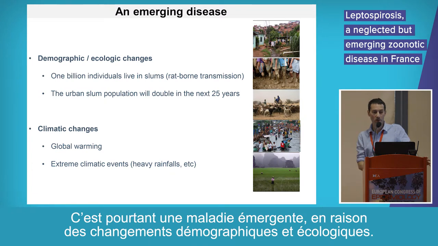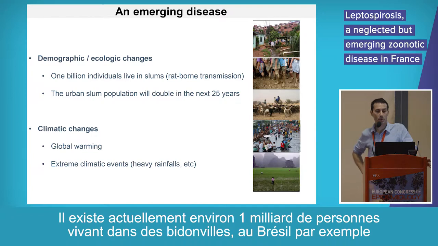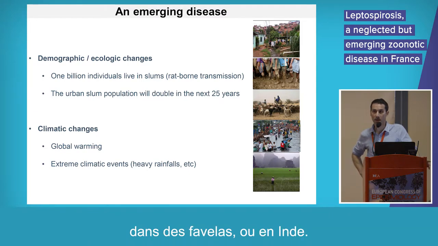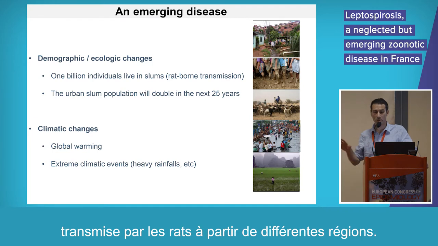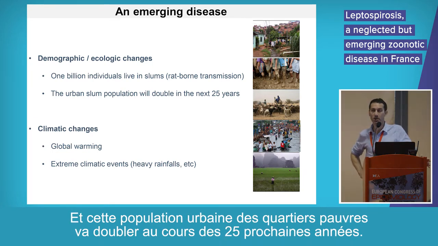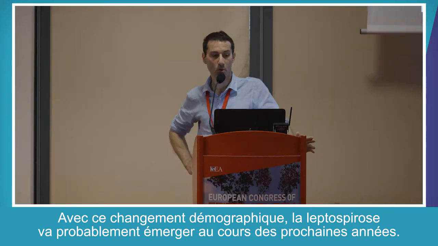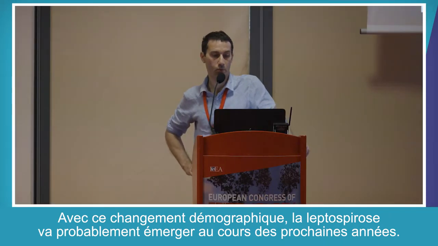It's also an emerging disease, due to demographic and ecological changes. Today there are about 1 billion people living in slum areas, like in Brazil, for example, in the favelas, or in India. In these slum areas, every year during the rainy season, you have outbreaks of leptospirosis due to rat-borne transmission. And this urban population living in slum areas is going to double in the next 25 years. So because of this demographic change, leptospirosis is probably going to emerge in the next few years.